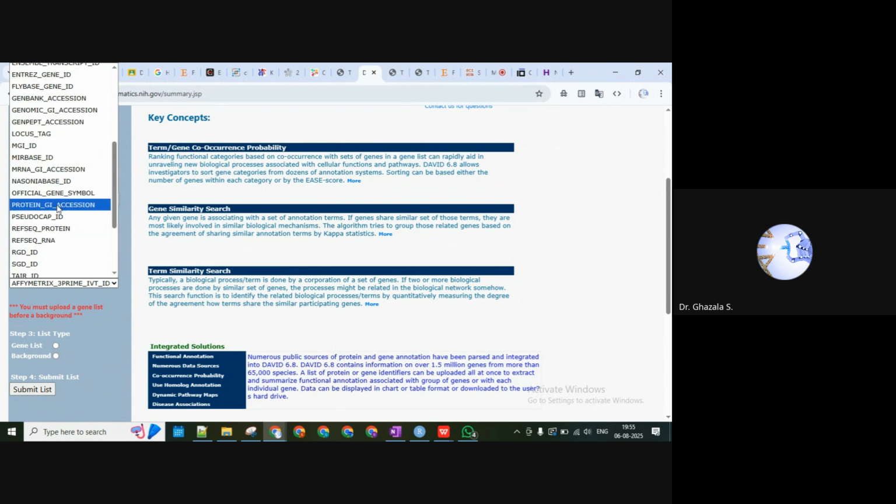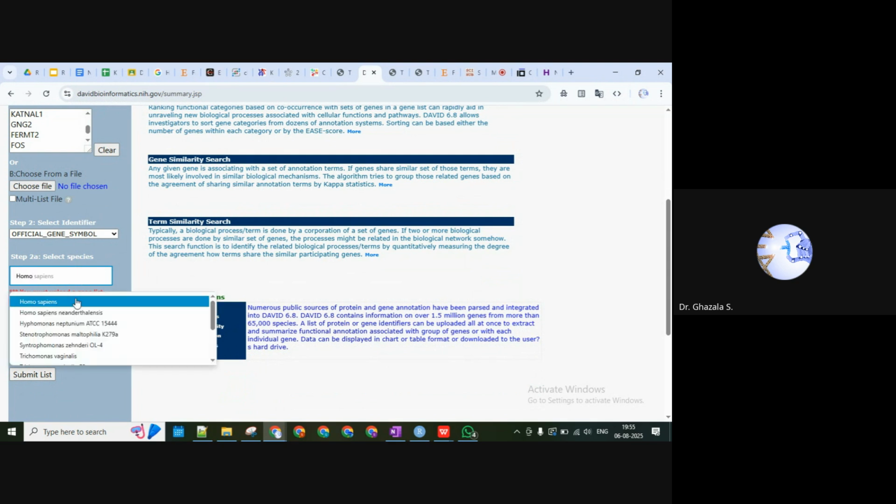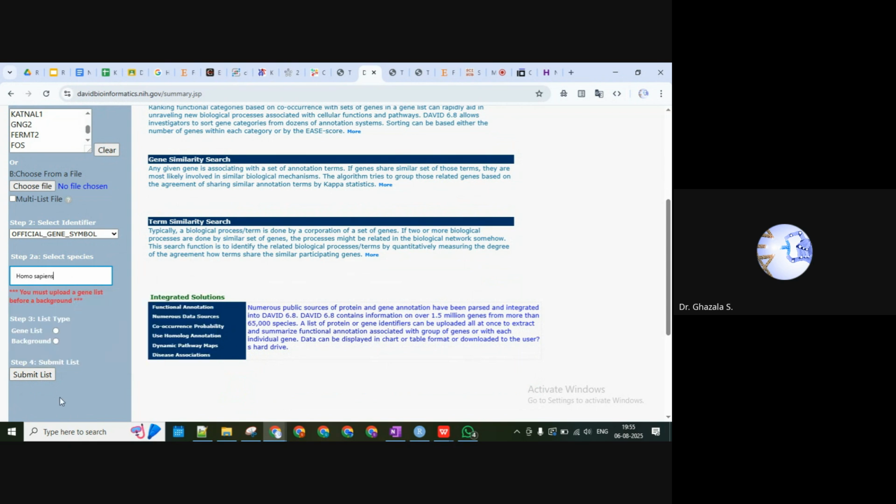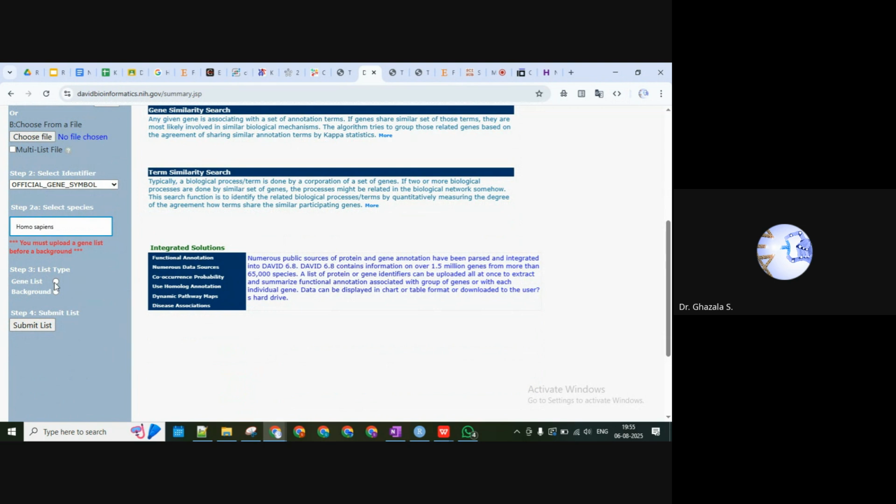Okay. Once the list is pasted, you need to mention step 2, which is what you have pasted. So we have pasted the official gene symbols. These are the official gene symbols, and we need to mention the species, which is Homo sapiens. And then we can mention that it is a gene list and submit for functional annotation.